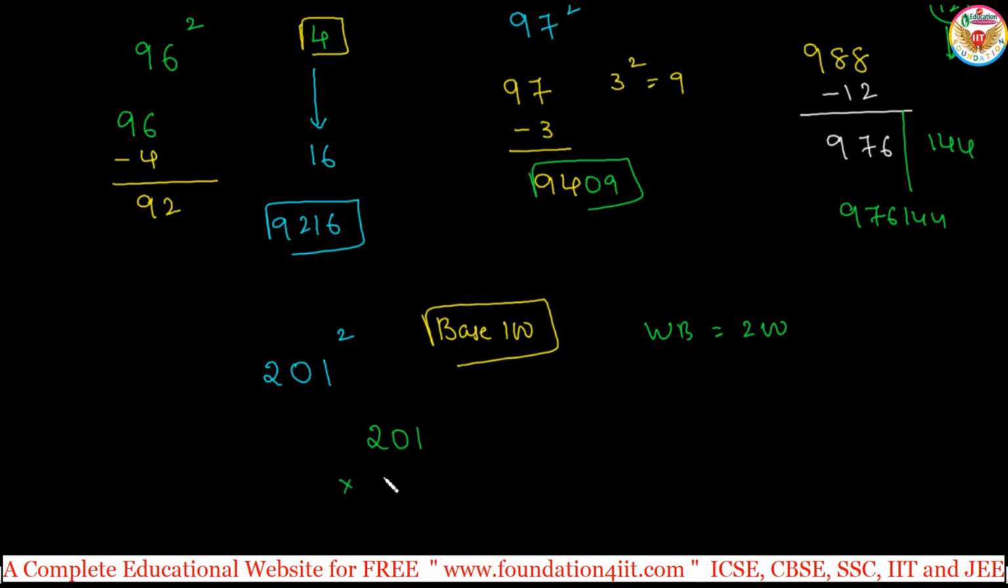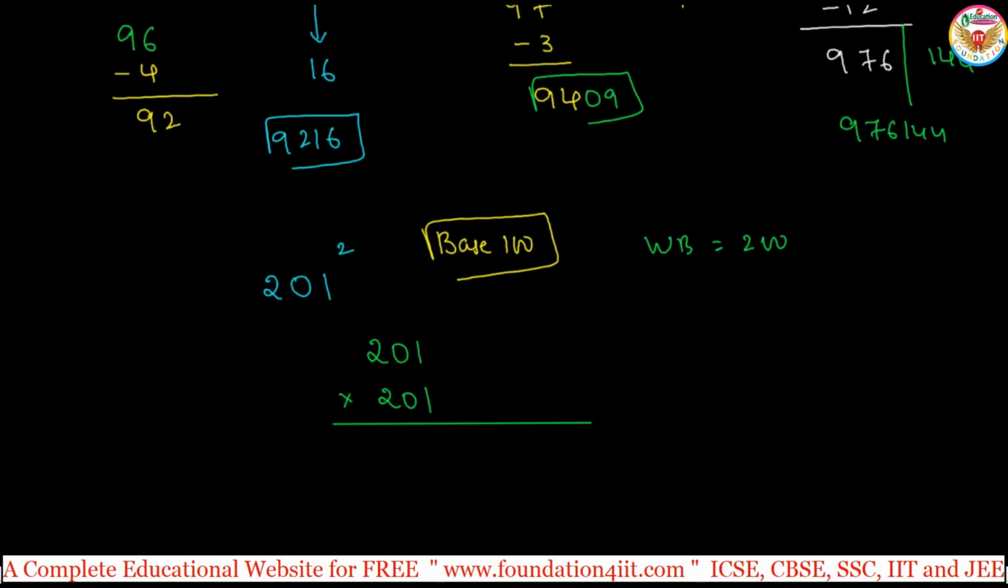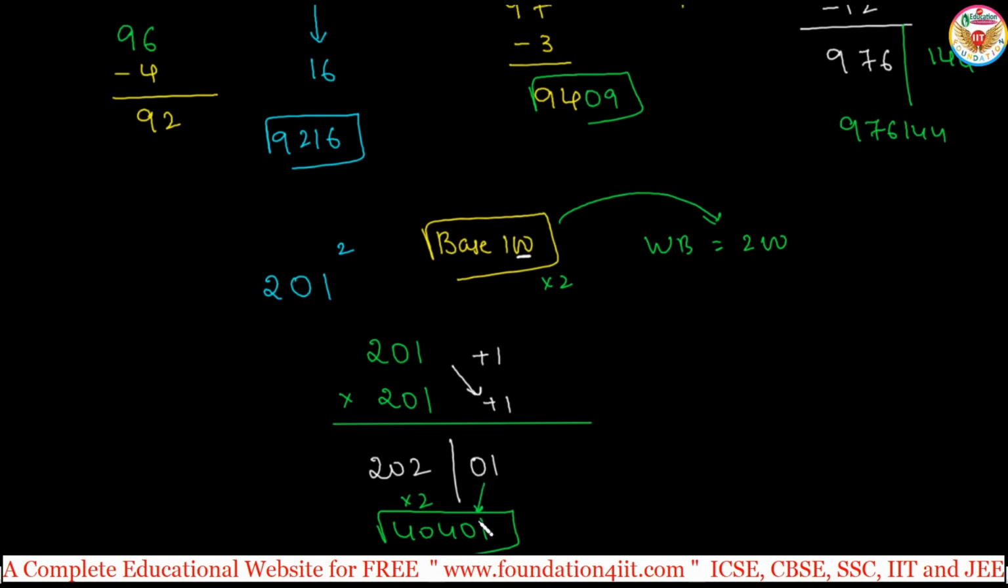201 is multiplied with 201. Same as how we did the base method, the same method you follow from the previous video. So this is plus 1 and plus 1, right? Now by adding, this is 202, and 1 into 1 is 1 itself, but the actual base is 100, so 01, right? Next, from 100 to this 200, by multiplying by 2 we get the same number multiplied with 2, so 404, and this is 01, this is as it is. Okay, 40,401.